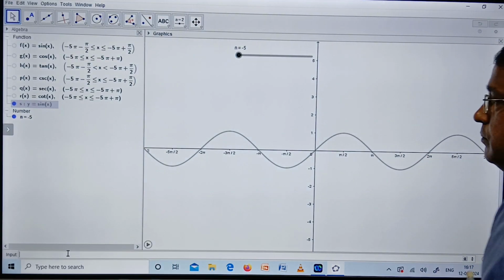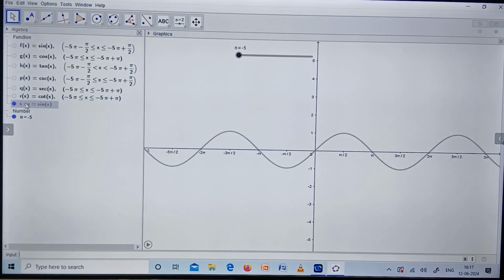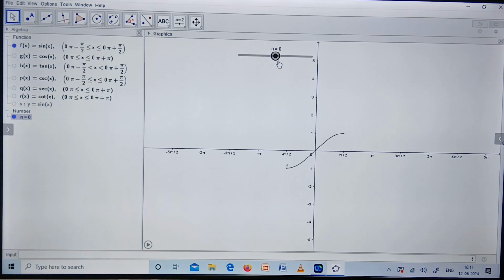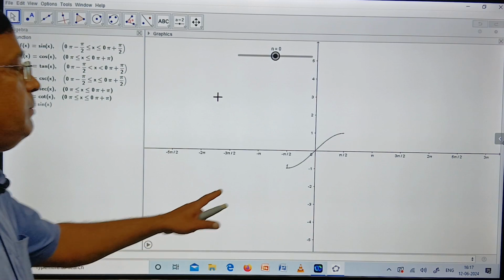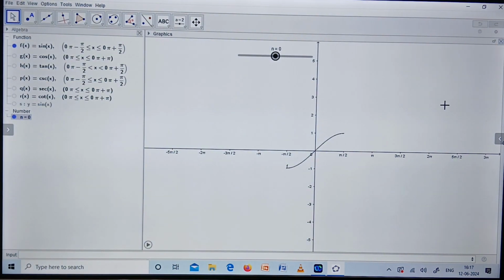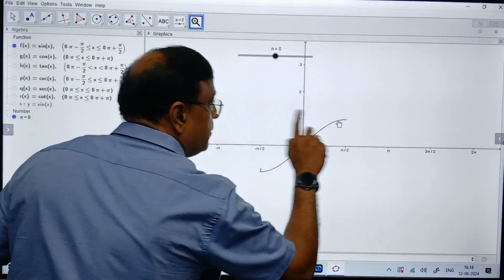For this, what we do, I am going to hide this for some time. I will hide sine. Then I will go to sine x only from minus pi by 2 to pi by 2. Look at this. This is from minus pi by 2 to pi by 2. Maybe I'll just zoom in a bit. Okay. This is from minus pi by 2 to pi by 2.